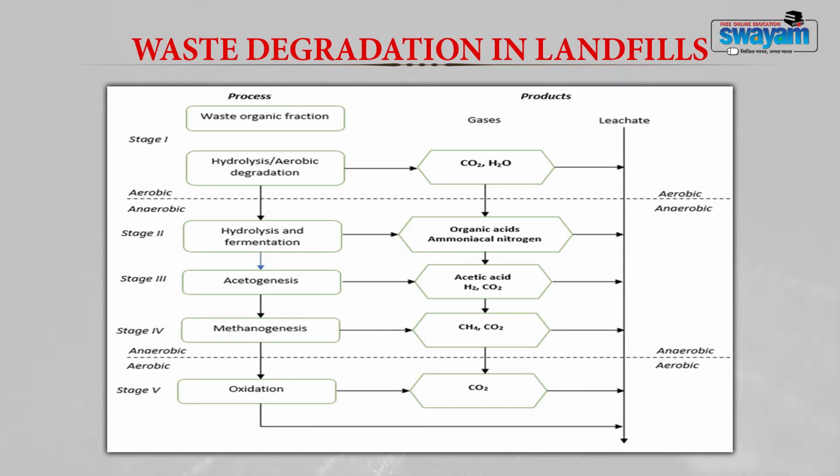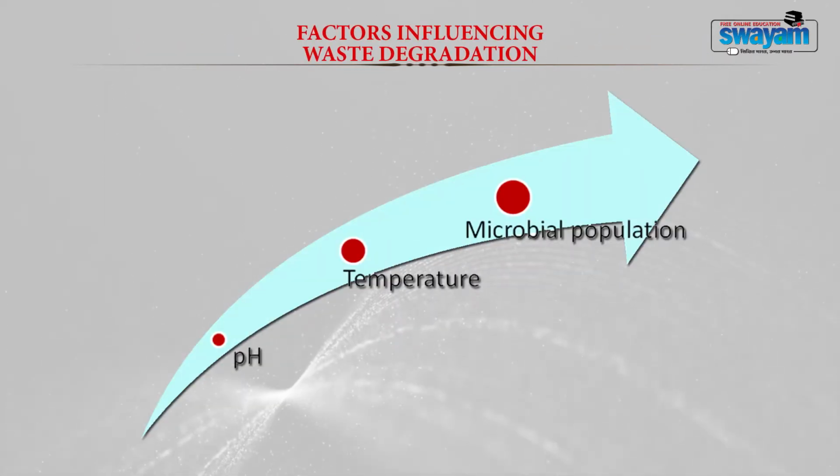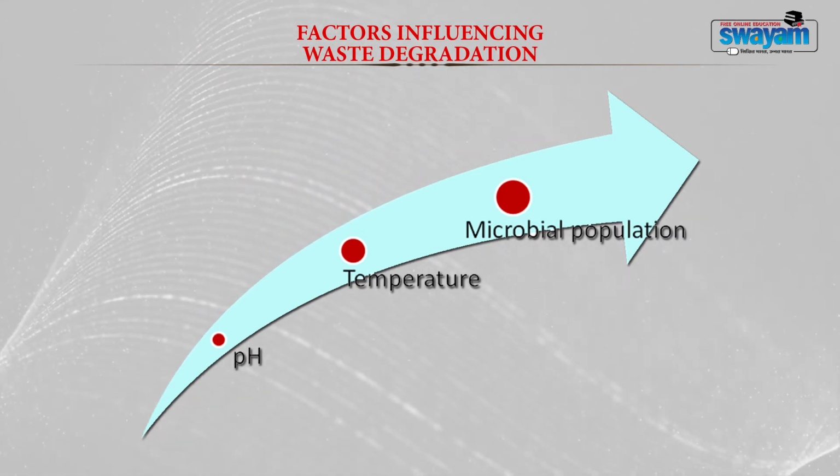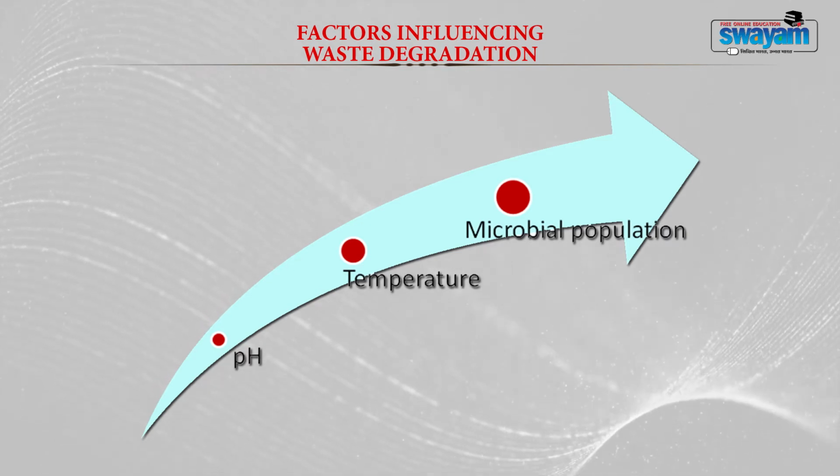So, within a waste landfill, the degradation occurs in 5 different stages, starting from hydrolysis or aerobic degradation to anaerobic degradation, where stages 2, 3 and 4 occur, and finally stage 5 occurs at the end of anaerobic degradation, which is the oxidation stage. When waste gets degraded or decomposed, it results in the production of methane, carbon dioxide and trace levels of hydrogen. There are many factors which influence waste degradation within a landfill, like temperature, pH, the population of microorganisms and so on.